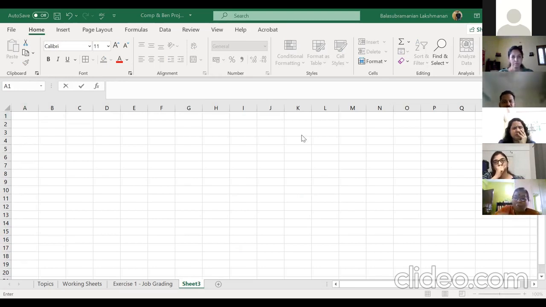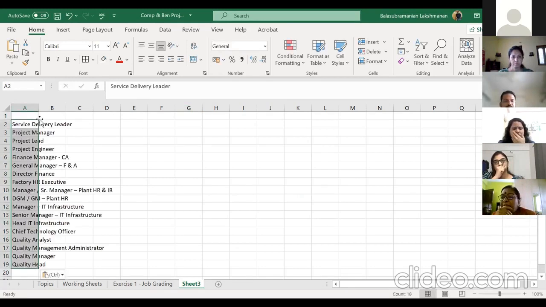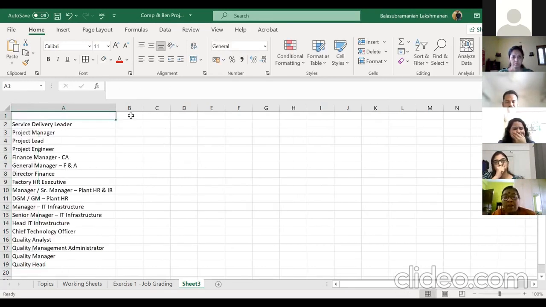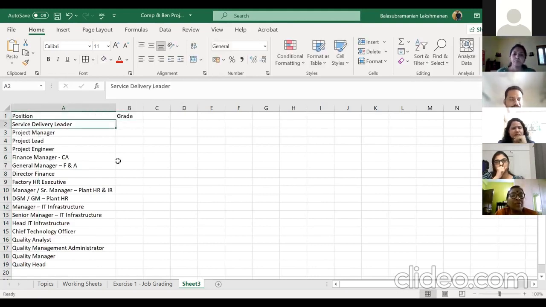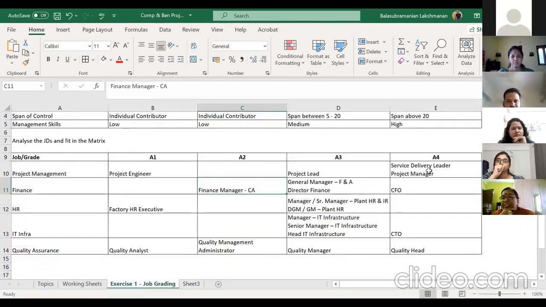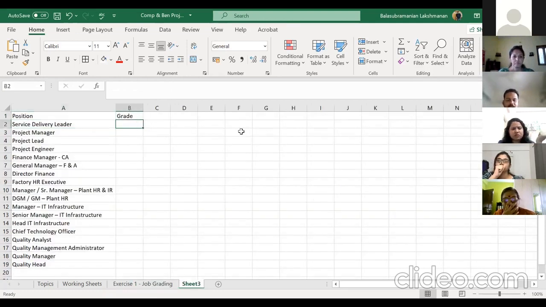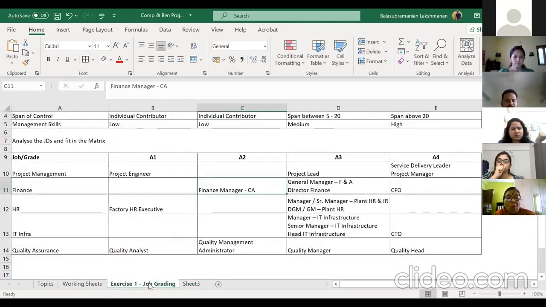You'll have 3 columns, right? One is all your positions, and then you already have the grades. Now you have to put whether it's 1 or 2 or 3. So list out all those. Just put 1, 2, 3, 4, whatever it is. So you have to check your previous work and put it in.